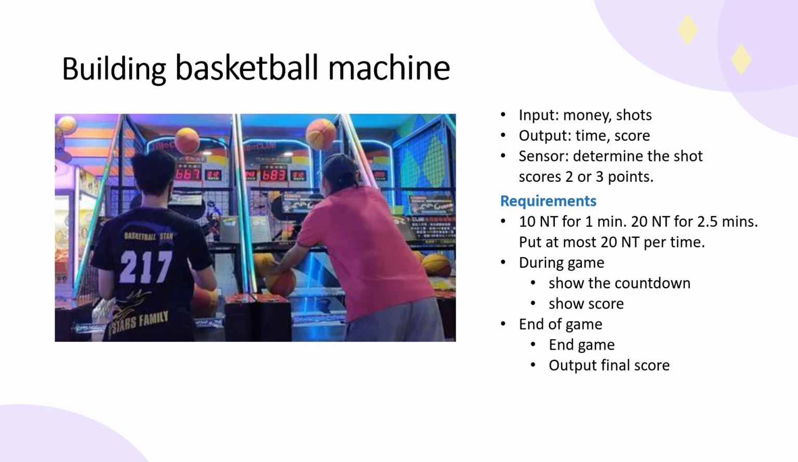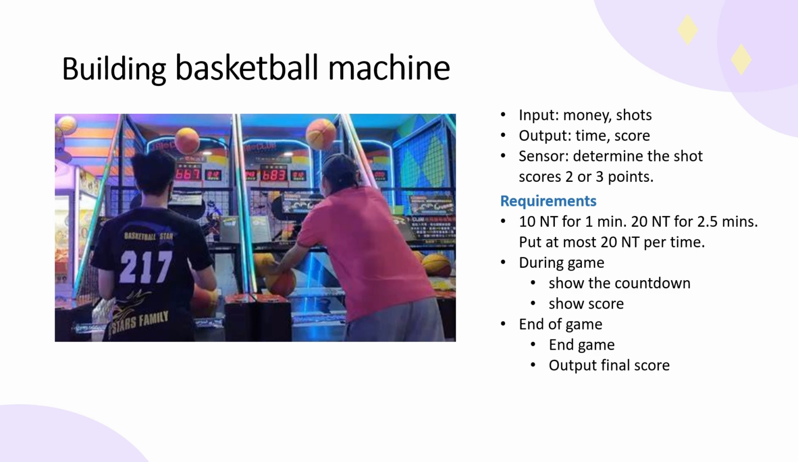You are building a basketball machine. The user inputs of the machine are the money and the shooting. The output is the player's score and time. And there's a sensor near the basket to decide if the shot is 2 points or 3 points. If sensor 1 is triggered, it's a 3-point shot. If sensor 2 is triggered, it's a 2-point shot. We want to design a simple program.